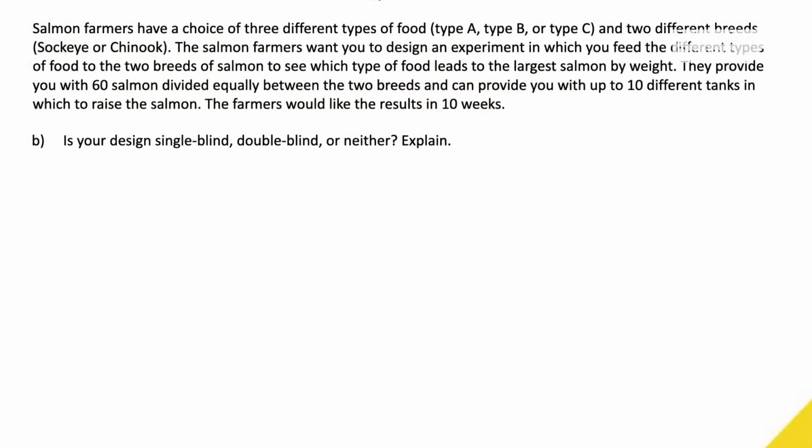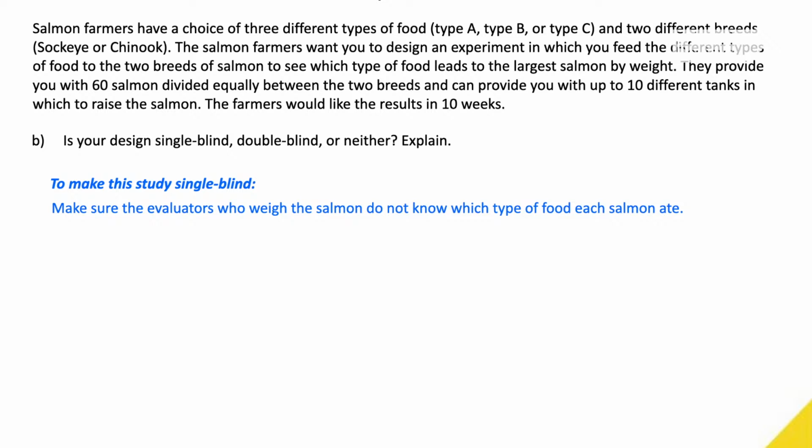The way you would have this as a single blind study is actually to make sure that the evaluators who weigh the salmon don't know what type of food each salmon ate or will eat. Okay, so you want to make sure that the people weighing the salmon don't know that. So that would make it single blind. These are the ones who are collecting the data. These are the ones who would have the most impact on that.